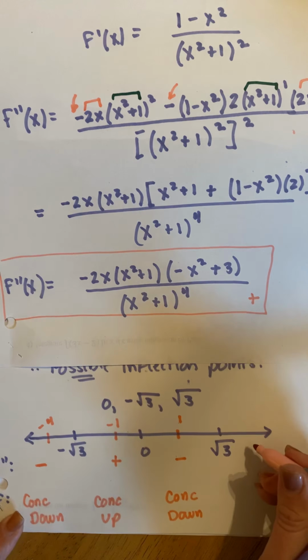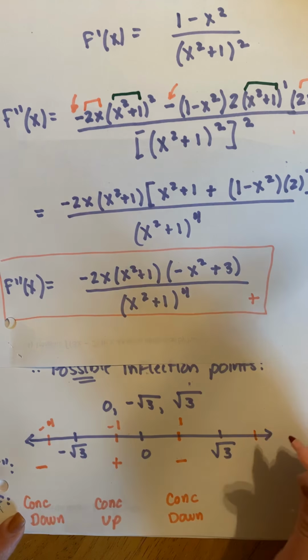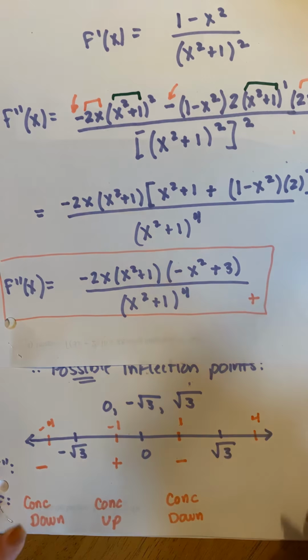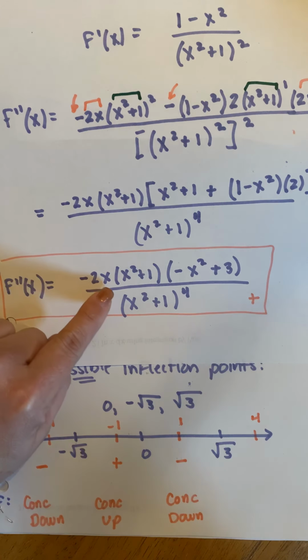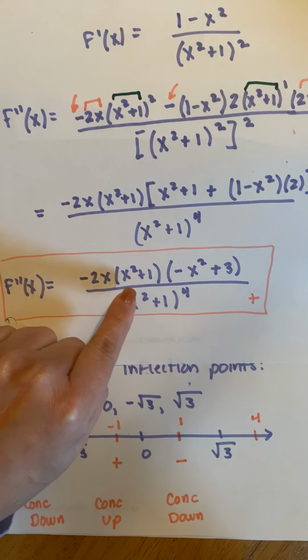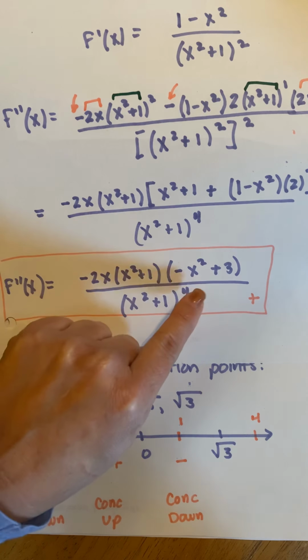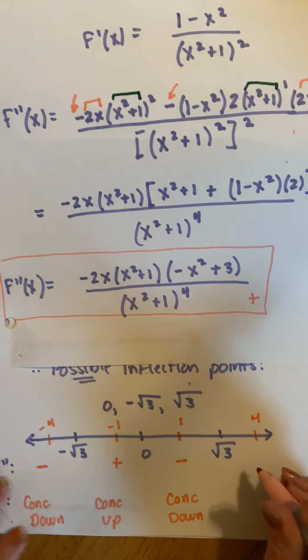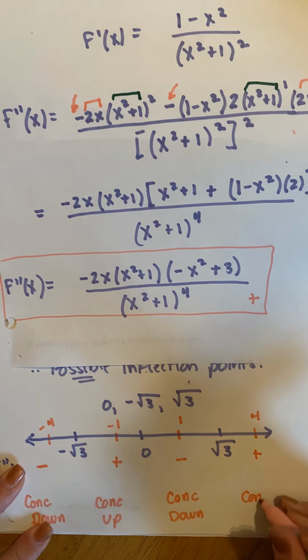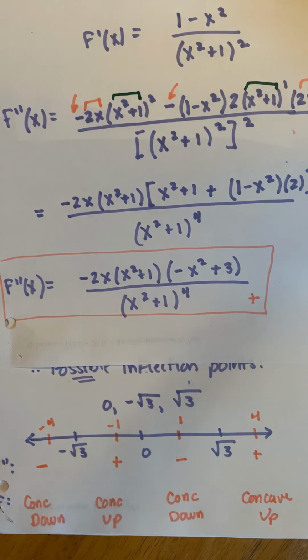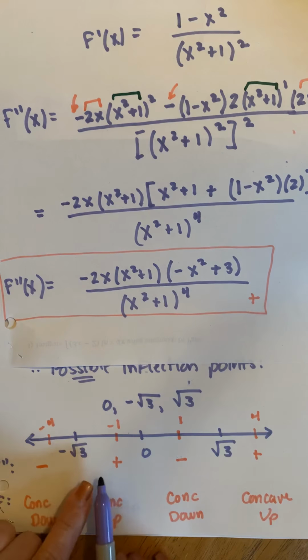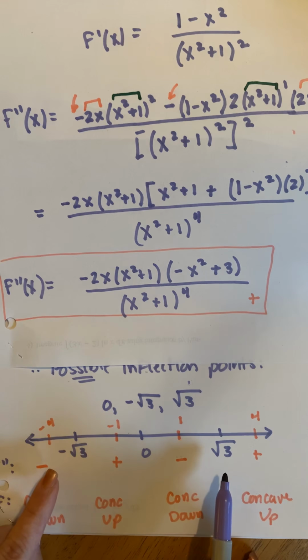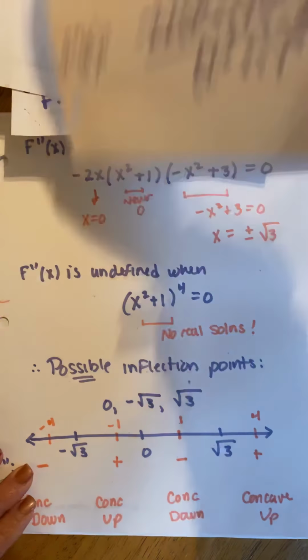And your favorite number to the right of the square root of 3, like a million. It doesn't have to be that big, but I'm going to just do 4. Negative 2 times 4. It's going to be negative 8. This is going to be positive, so negative times a positive. This will be negative 16 plus 3, so that will be negative. Negative, positive, negative. Gives me a positive. Concave up. All right. So all these possible inflection points were actual inflection points. Doesn't always happen that way.